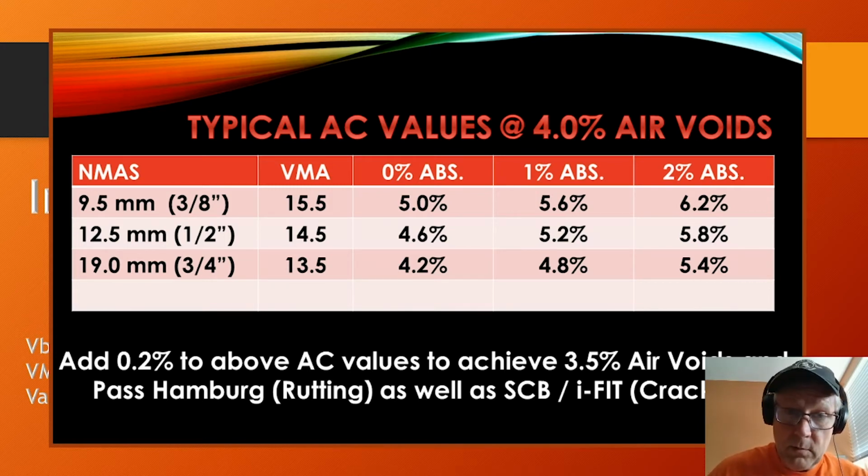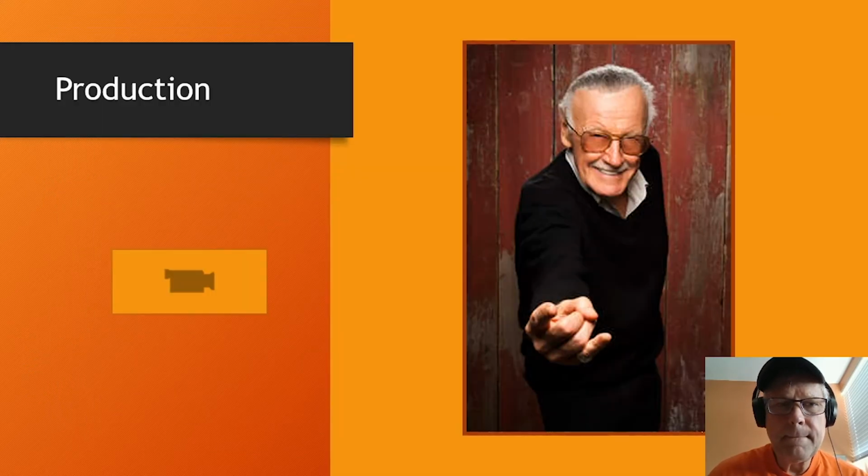If you want a little more AC, just regress and target 3.5% air voids, or if you want even more effective asphalt, go ahead and regress to 3. And do make sure you select an appropriate crack test, such as a SCB or an iFit or Ideal CT. Those three seem to be catching on relatively well throughout the nation. So let's look at some production concerns, and then we'll wrap up the webinar with construction.